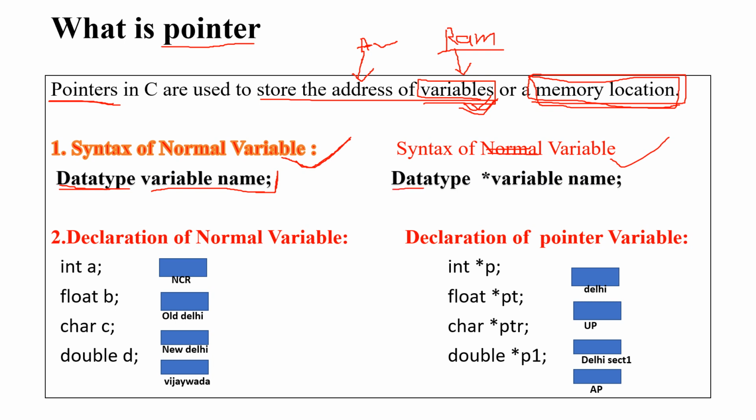If you declare a pointer variable, there is a small difference, which is the star. This star tells you that this variable is a pointer variable and not a normal variable. You can simply say that a variable is a pointer variable on the basis of this star.